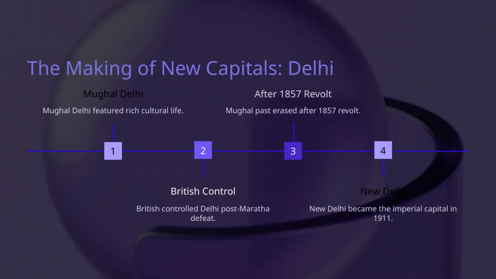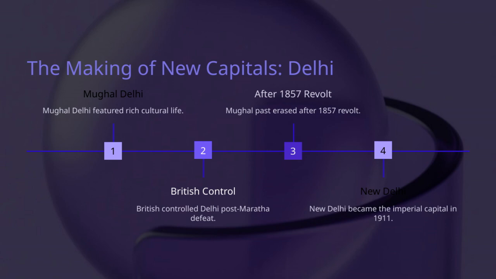So, in 1911, New Delhi officially became the imperial capital. This marked a significant shift, as the British aimed to create a new administrative center that reflected their imperial ambitions. It's interesting to see how this move was part of the broader story of Delhi's transformation over time. Before this change, Delhi had a rich Mughal history, known for its vibrant cultural life and grand architecture.